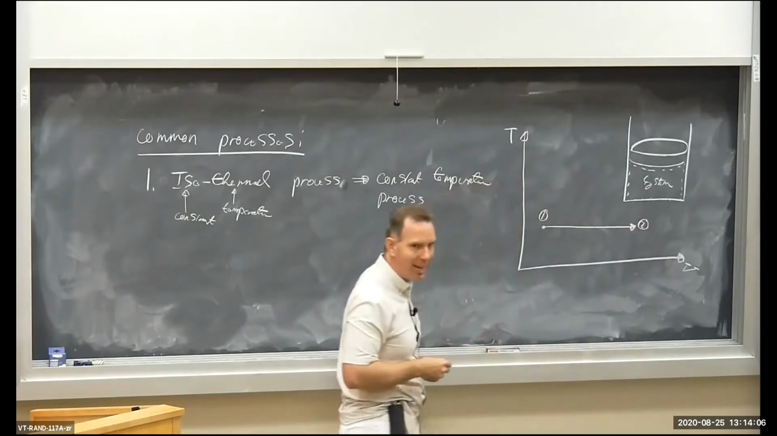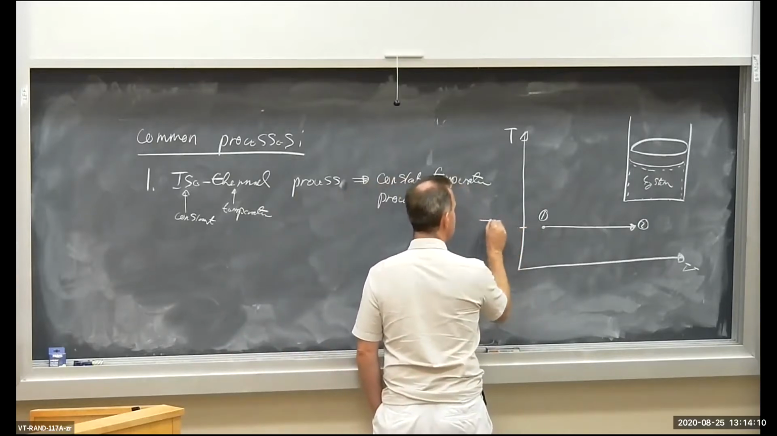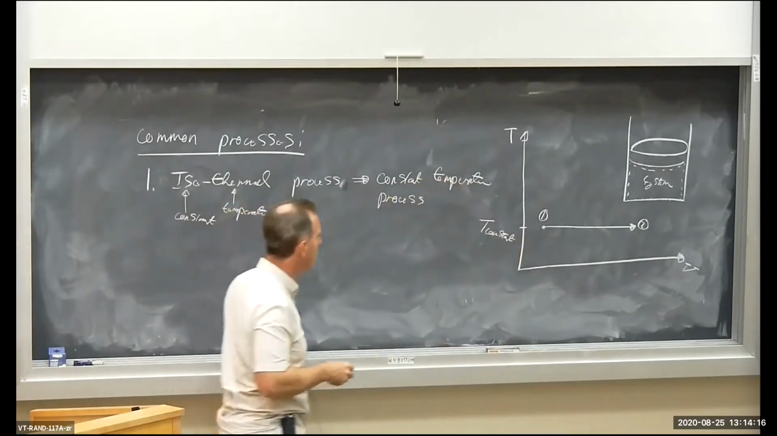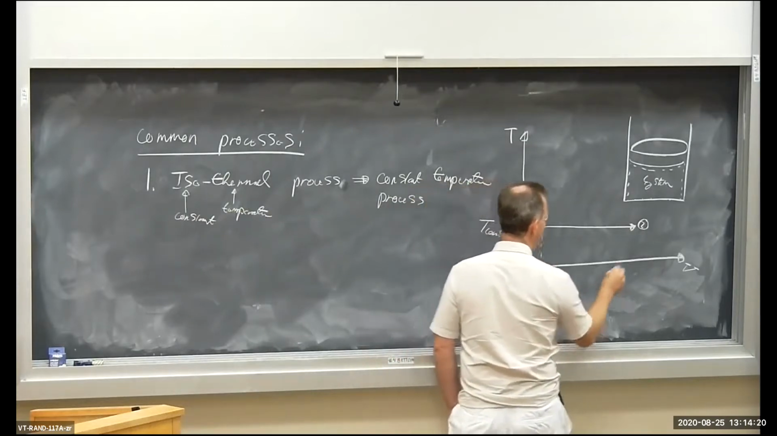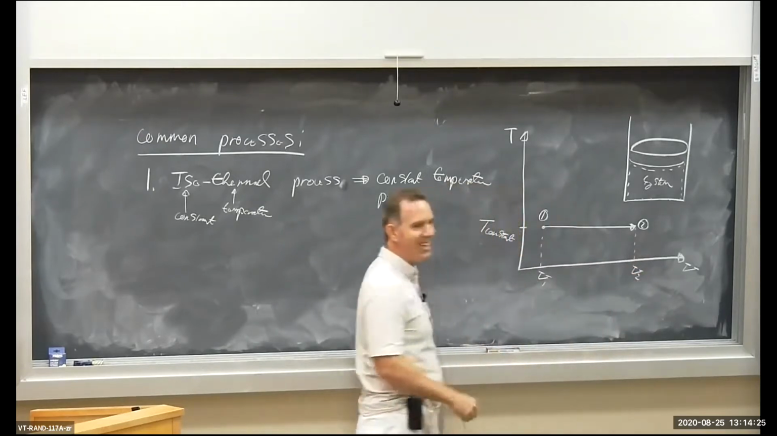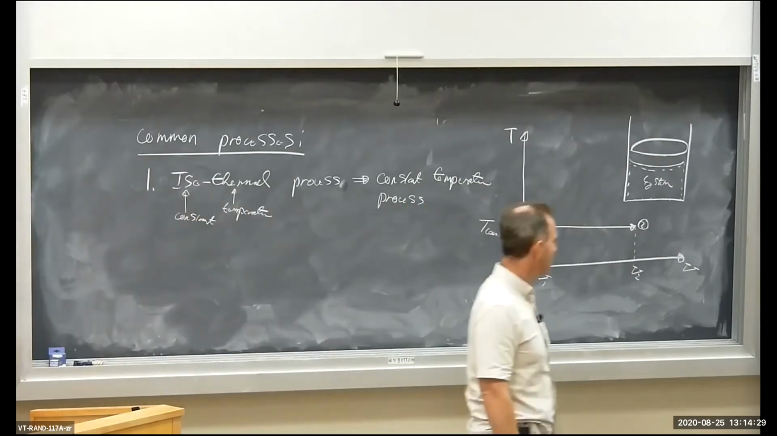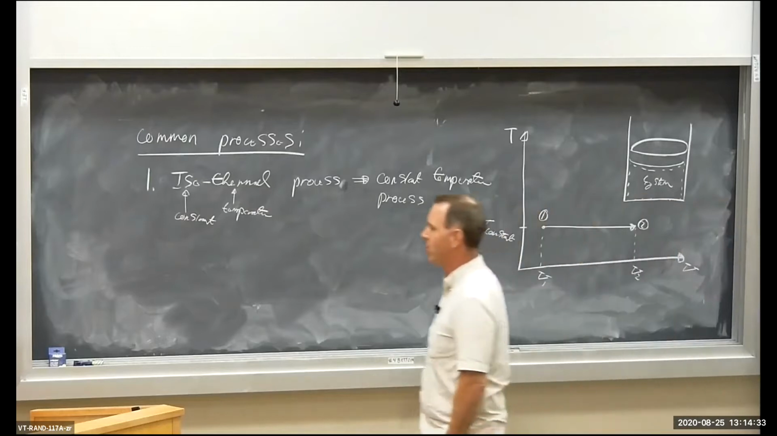That represents a horizontal line. Notice temperature T is constant. Temperature is constant for the isothermal process. So we're starting off at some initial volume, V1, and we are going to a final volume, V2, and we're doing it isothermally. Okay, constant temperature process. So that's our first common process that has its own name.